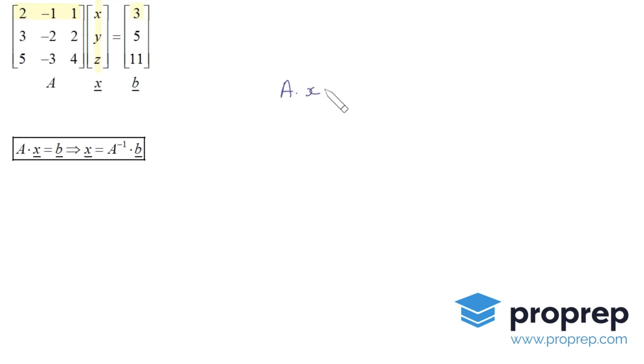If A times x is equal to b, we can multiply both sides by A minus 1. So A minus 1 Ax is A minus 1 b. But A minus 1 A is just the identity matrix. And an identity matrix times anything is itself, so this just says that x equals A minus 1 b. Okay, you didn't need to know that, but if you were curious. And I'll erase that.